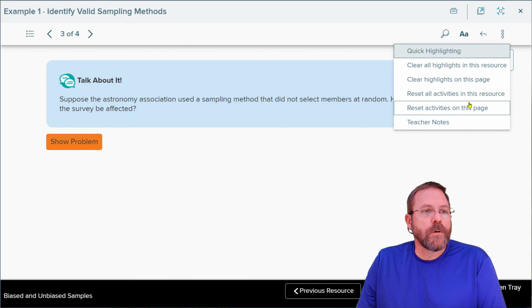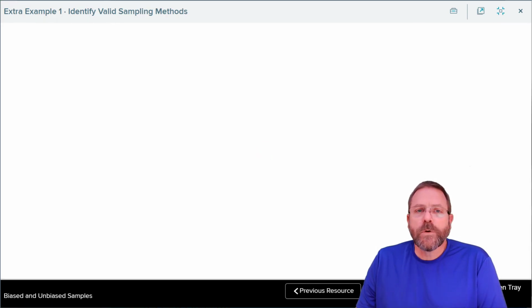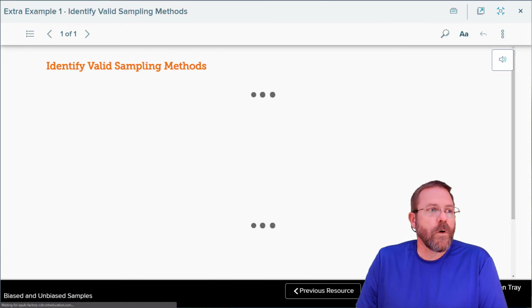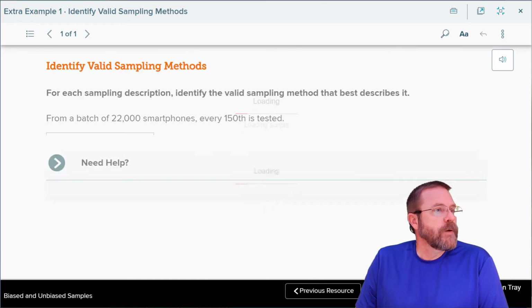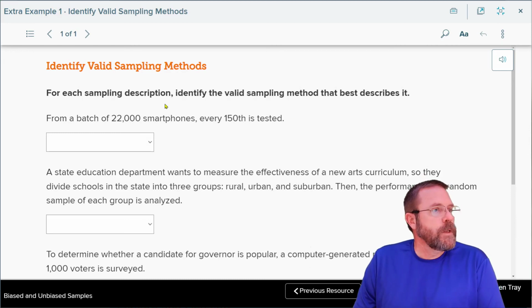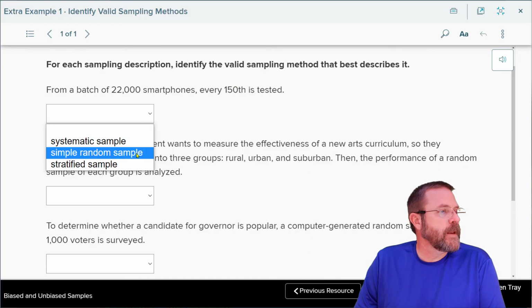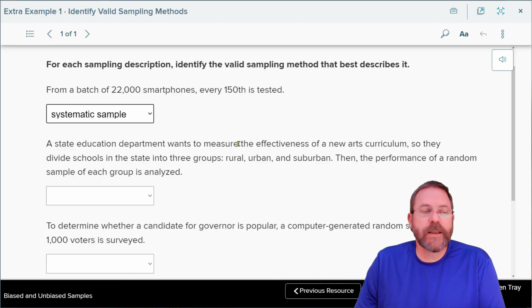We're going to move on to the next one, which is extra example number 1, which you're going to pause the video and work on your own right now. Identify valid samples. Go. For each sampling description, identify the valid sampling method that best describes it. So here, from a batch of 22,000 employees, every 150th is going to be tested. That is going to be your systematic sample.